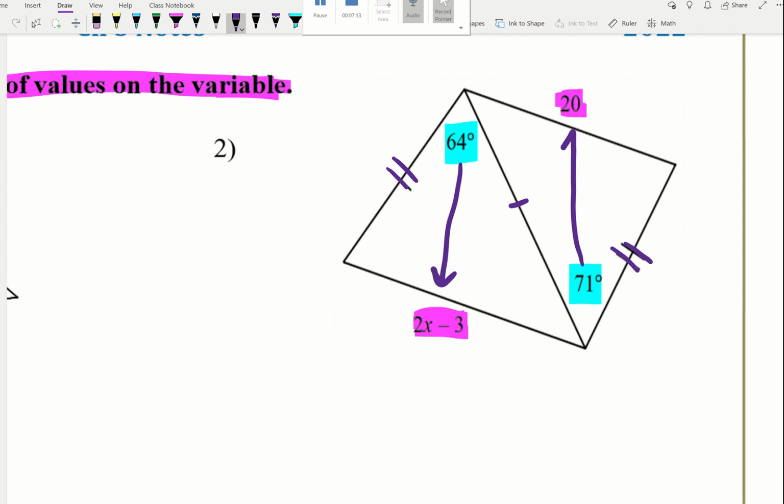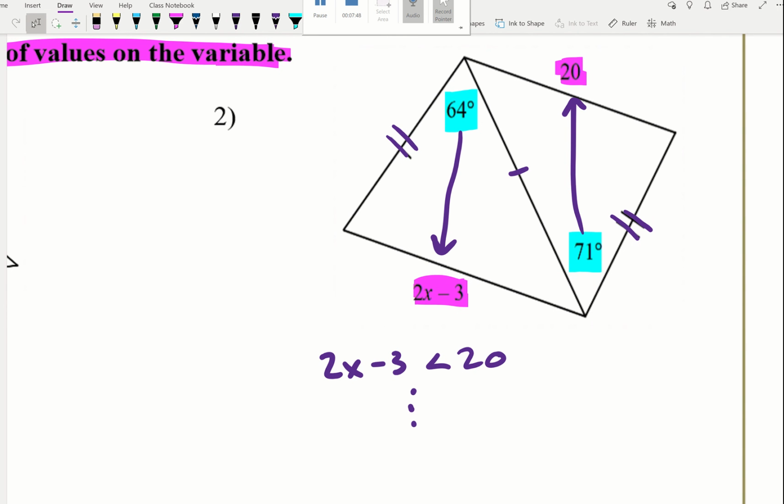So based on the Hinge theorem, because 71 degrees is bigger than 64 degrees, I know that 20 has to be greater than this expression, okay? Let me say that a different way. Because this angle is smaller than the corresponding angle in the second triangle, I know that 2x minus 3 must be less than 20. And that is an inequality that I can solve.